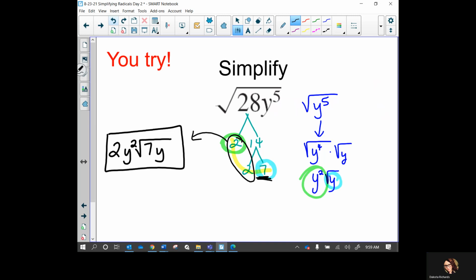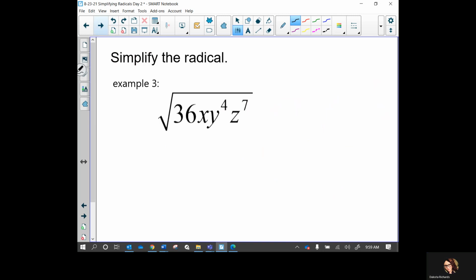Okay. Next example. Example 3. Before you start breaking down 36, 36 is a perfect square. So if you just had square root 36, that is just 6. So square root 36, that turns into a 6 on the outside, right?